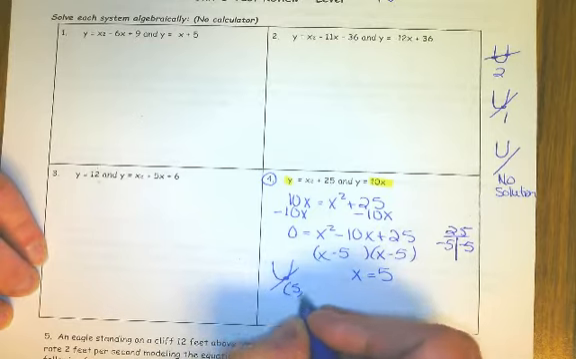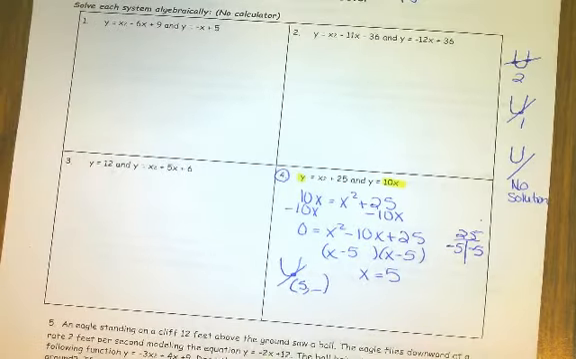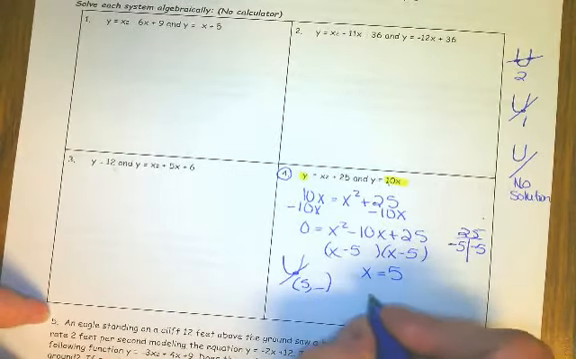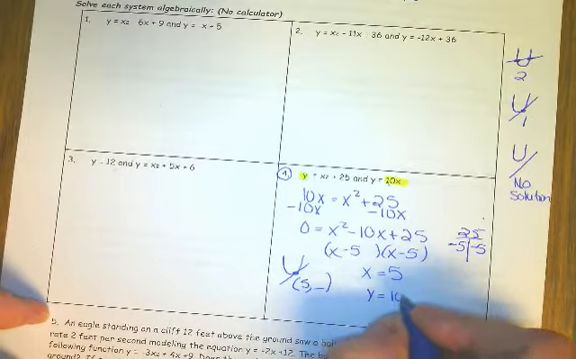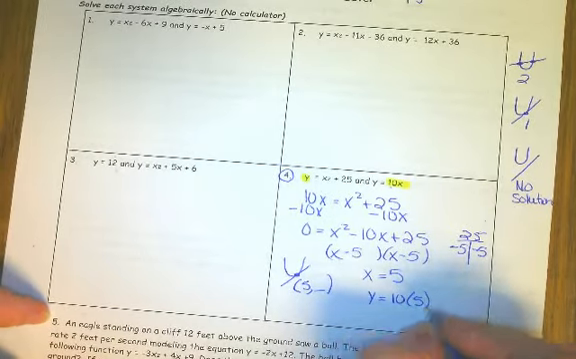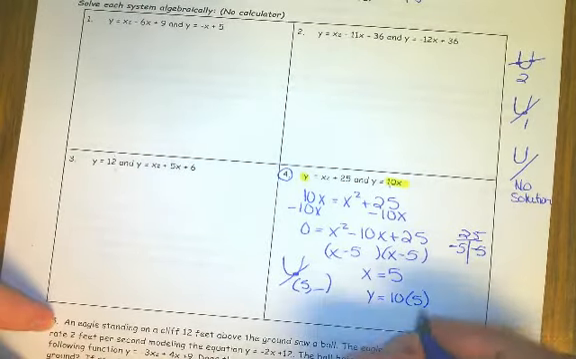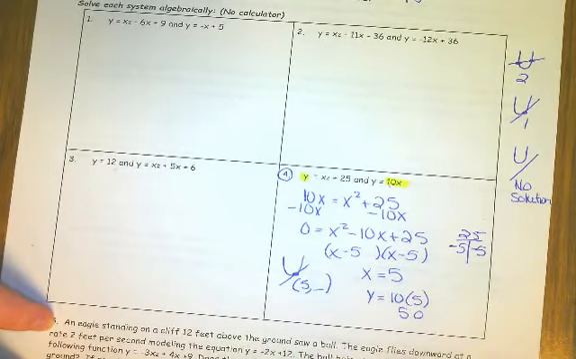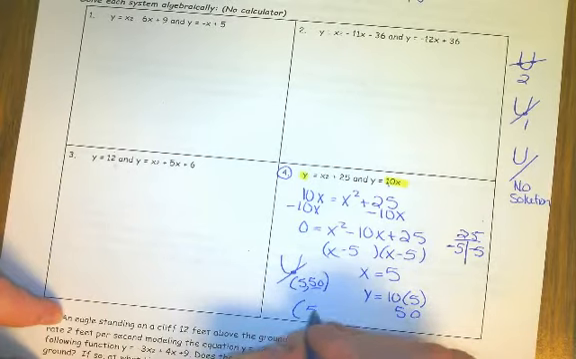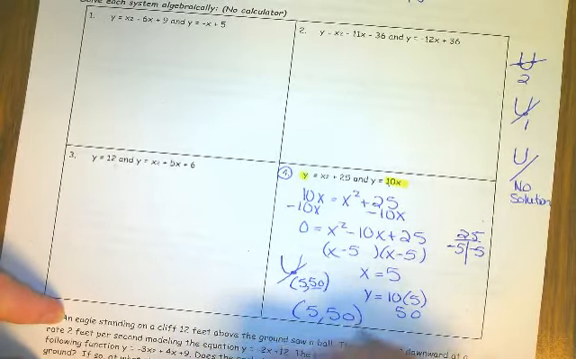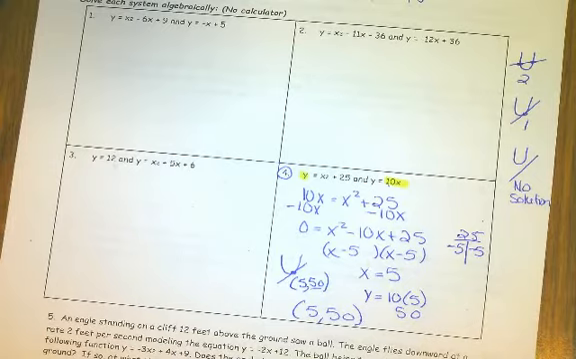Okay, so I know what the x part of that solution is. Now I need to find out what the y part is. So I can choose either equation to plug them into. I'm going to choose this one. So I know y is going to equal 10 times x, or 10 times 5. And 10 times 5 is 50. So this will intersect at (5, 50). So your answer here, the way you'd write it, is an ordered pair, (5, 50).